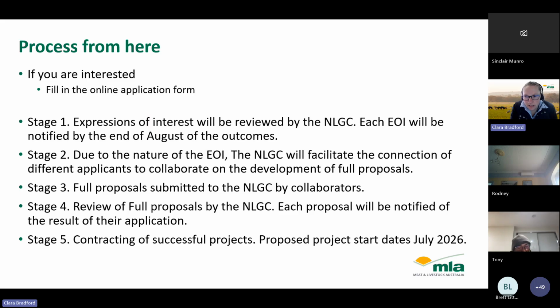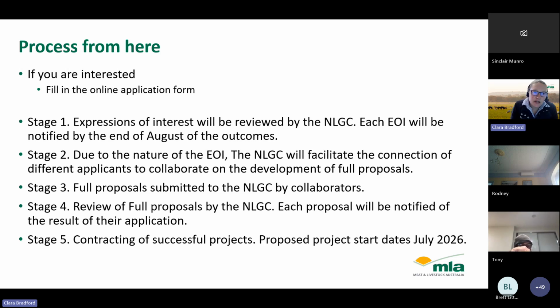So if you're interested, there's an online application form to fill out, which should only take around 10 minutes, and there's a series of questions. If you fit more than one category, you can fill out more than one category in that application form. From there, the NLGC will review those expressions of interest in August. So that application form closes on the 30th of July.